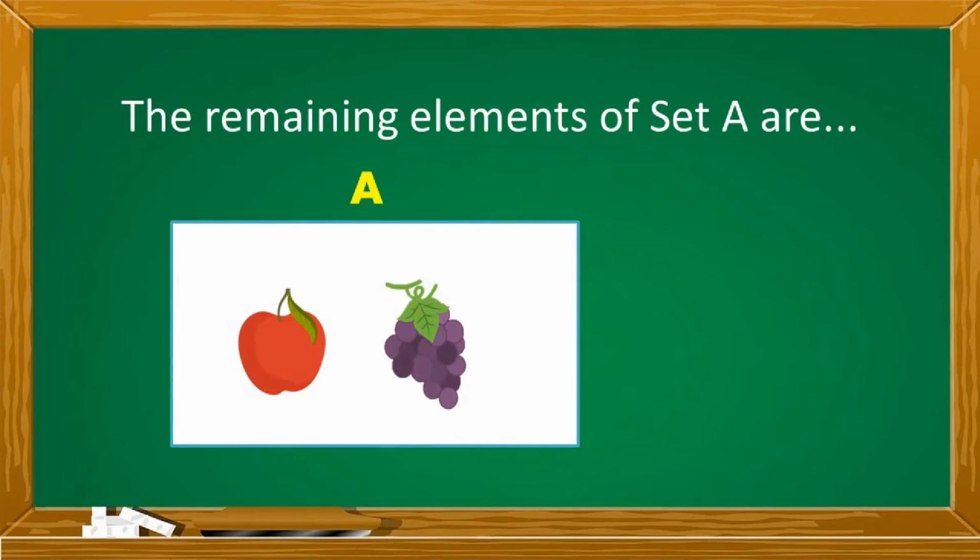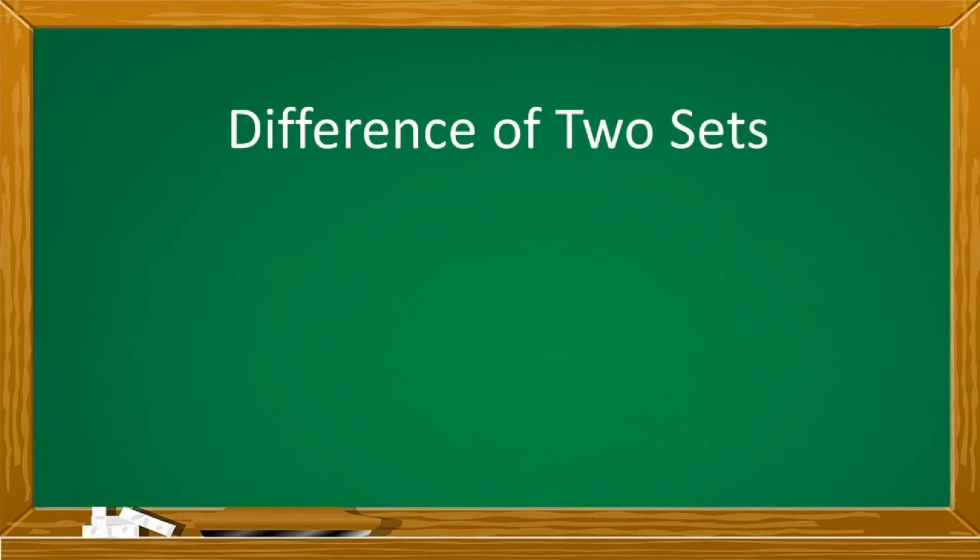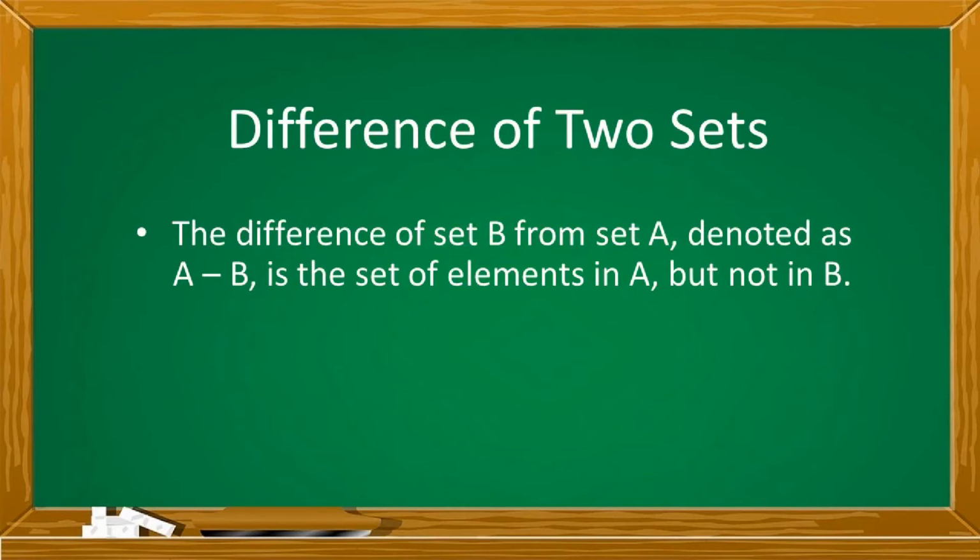In the concept of sets, it is A minus B or the difference of sets A and B or the difference of set B from set A is equal to the elements apple and grapes. Difference of two sets. The difference of set B from set A, denoted as A minus B, is the set of elements in A but not in B.